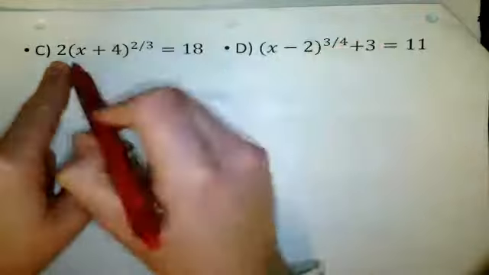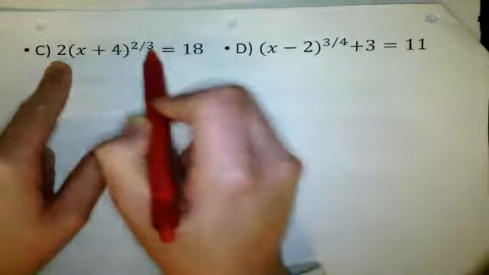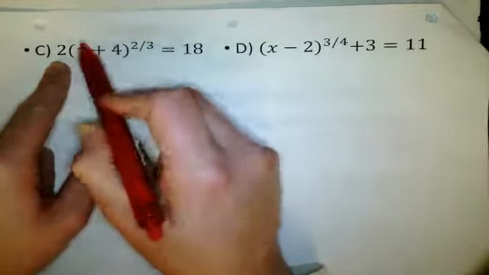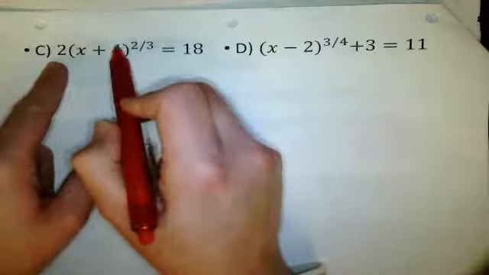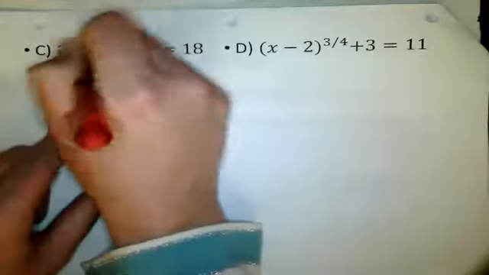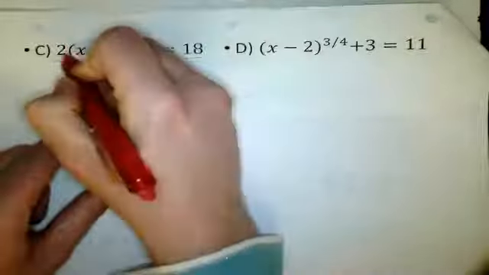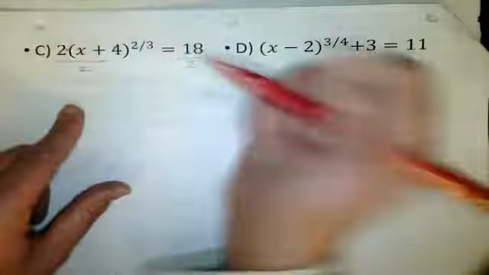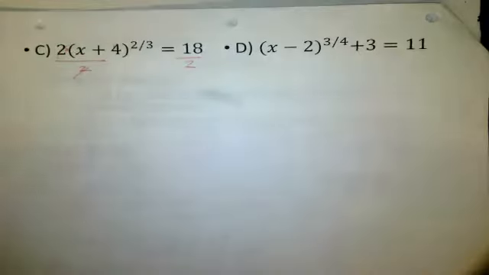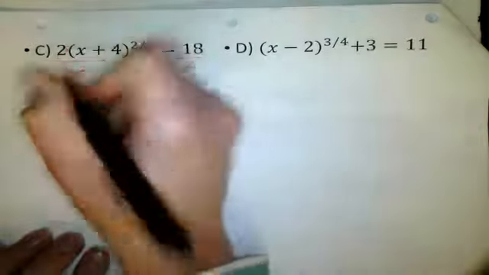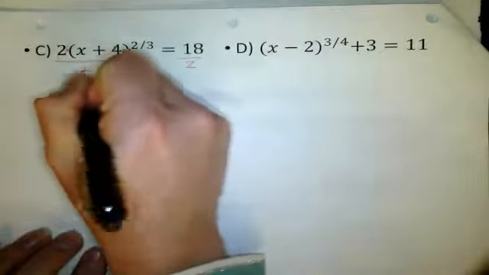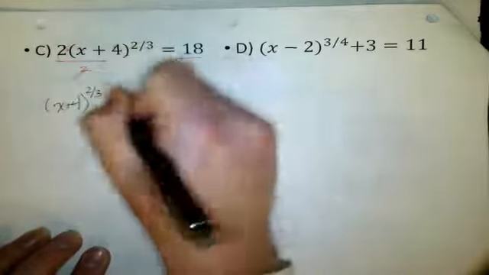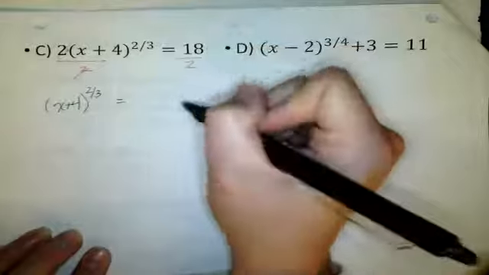No. We cannot distribute the 2 because the exponent has to happen first. So we can't multiply by 2 in there. The easy thing to do is actually divide it away. This is 2 times the group. We can just get rid of it by dividing. So then we have x plus 4 to the 2/3 power equals what? 9.